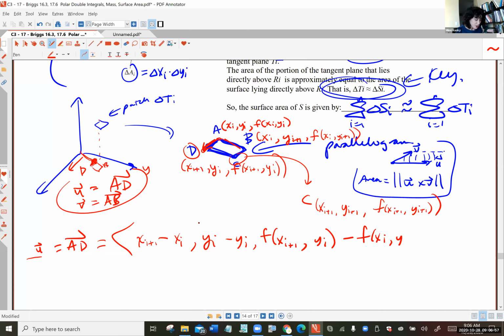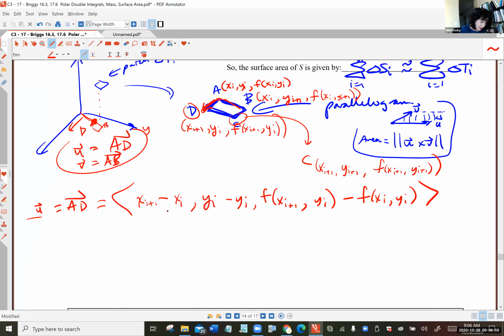Fine. So I'm going to replace this with just simply delta x sub i. Then what? Well, the second component looks like it's going to be 0, because y sub i minus y sub i is 0. And then the last component, which has a big hot mess of the difference of the z's, I'm going to do some replacement here.